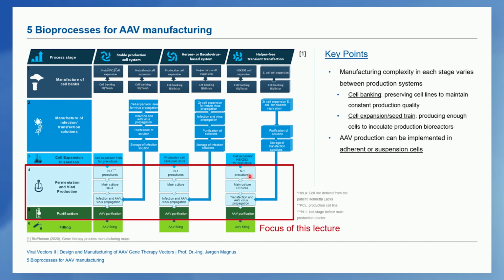So this is an overview of the 3 different expression systems and their processes. We will focus now on the production, but we won't say so much on the processes at the beginning, where you prepare the cell banks and the manufacturing of the infection or the transfection solution, but focus here on the main production and the purification.